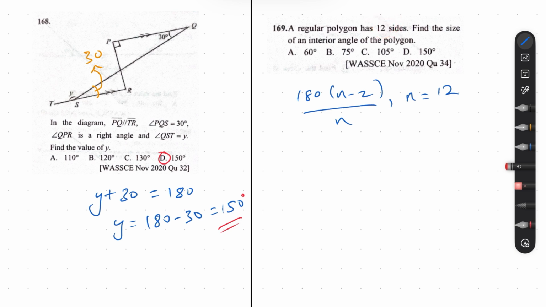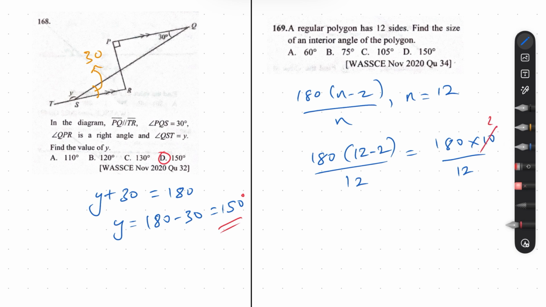So we just need to input 12 for n here, and then we find the interior angle. So we have 180 times 12 minus 2, all over 12. So we have 180 times 10 over 12. 2 goes here 5 times, and here 6. And then 6 will go here 30 times. So finally our answer is 30 times 5, which is equal to 150. So our answer is 150 degrees, which is D.